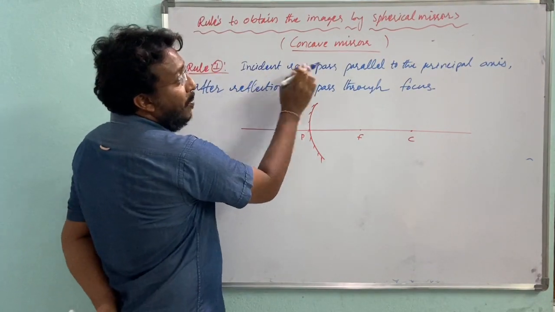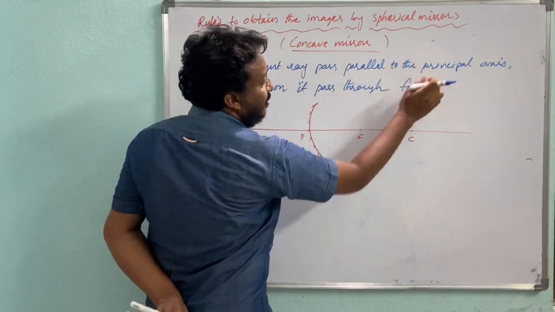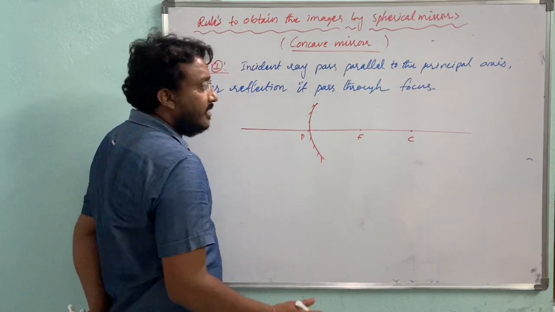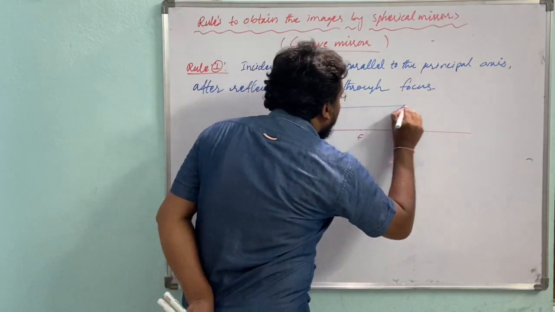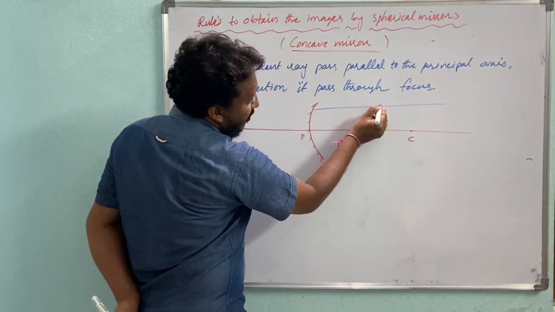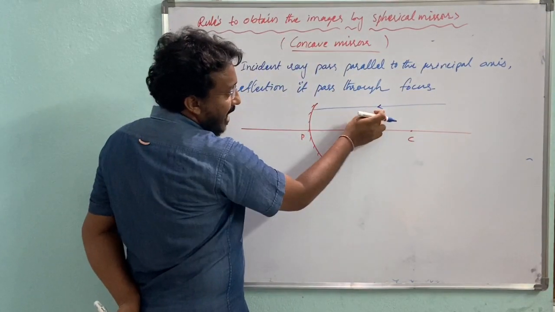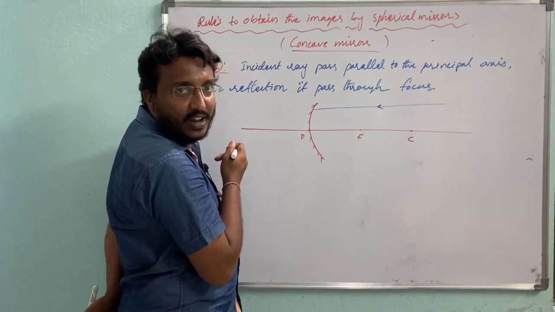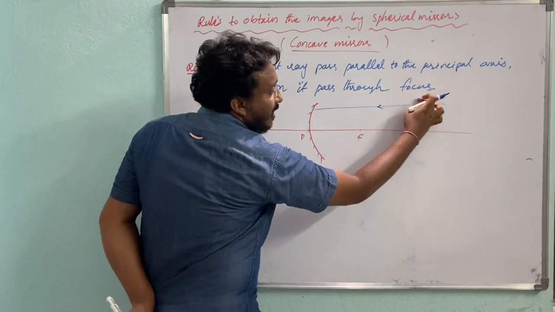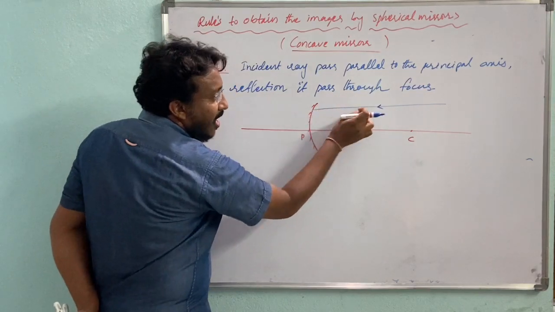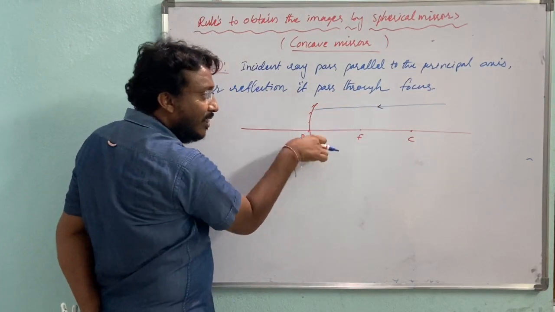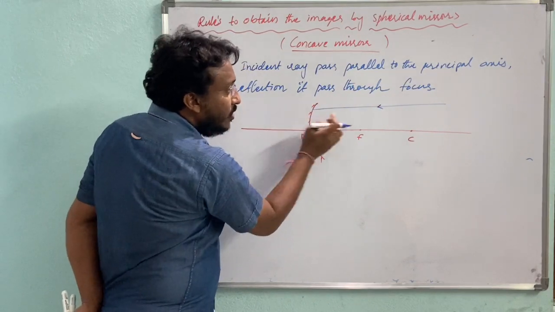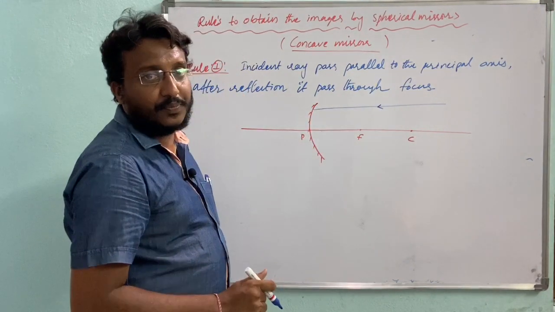Here what is our rule 1? The incident ray passes parallel to the principal axis. Which is the principal axis? This is the principal axis, right? Then the incident ray passes parallel to the principal axis. This arrow mark indicates the direction of the ray of light, right? The ray of light is passing towards the mirror. Now this is incident on the mirror, right? This ray is incident on the mirror, so that's why it is the incident ray, right?